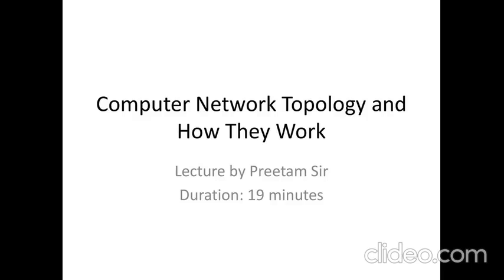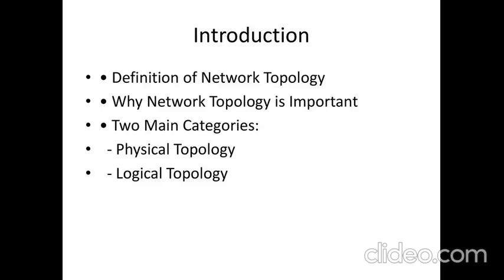Today we will learn about how different topologies work in a network system. Understanding topology is crucial because it determines how efficiently data flows in a network, how reliable the connections are, and what happens when there's a failure. Definition: Network topology refers to the physical or logical arrangement of devices, nodes, and connections, links, in a network.